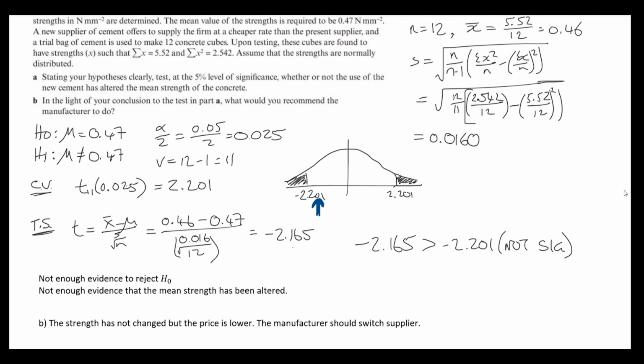Part B of the question asks us, in the light of the conclusion that we've just now made, what would we recommend for the manufacturer to do? So actually, our conclusion says this is just as good as the cement that you've been using before. So if it's cheaper, why not change? So we'll make the recommendation that we'll switch over to the cheaper cement.